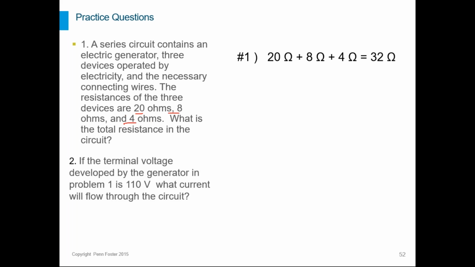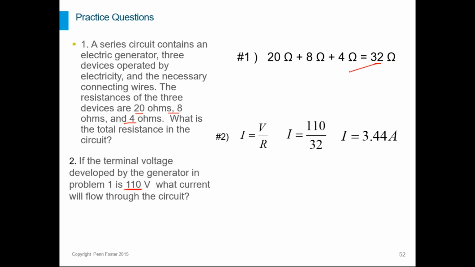Okay. Next question is talking about the same circuit. If the terminal voltage is 110 volts, what current will flow through the circuit? Okay, so this is also pretty simple. We just use our formula for current, which is current equals voltage divided by resistance. And we know the voltage is 110 because it just told us that. We figured out that the resistance is 32. So 110 divided by 32 gives us our answer, 3.44 amps.